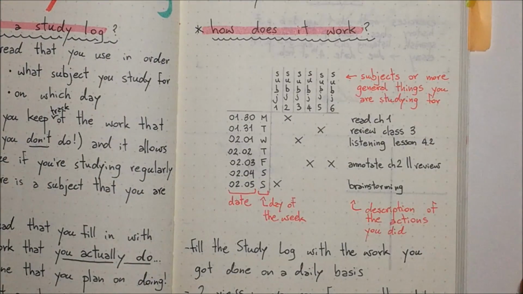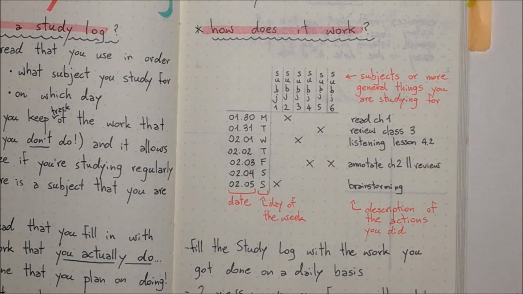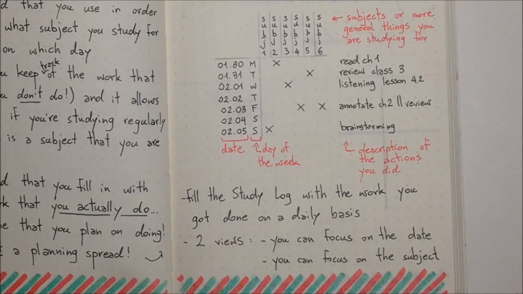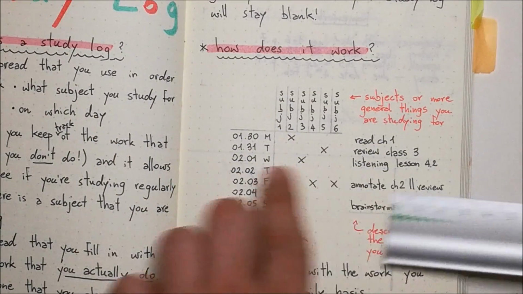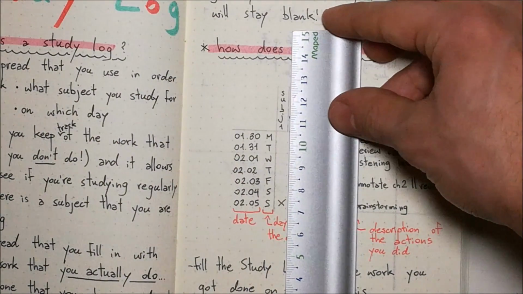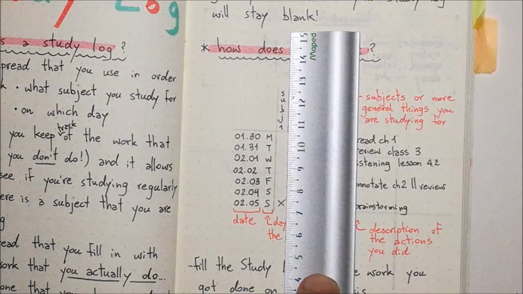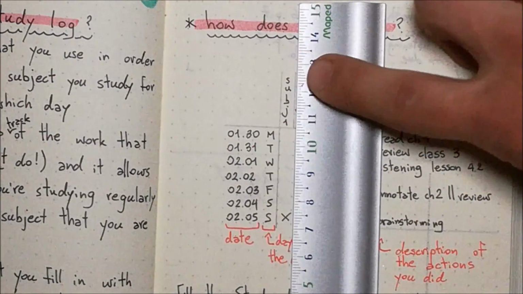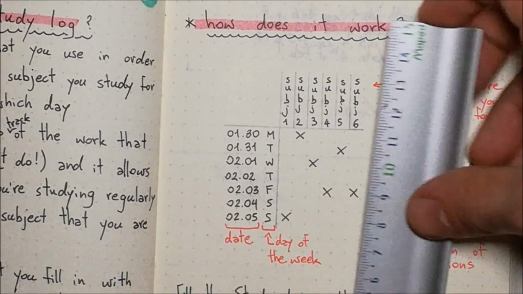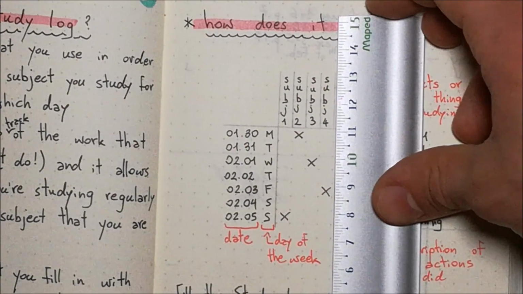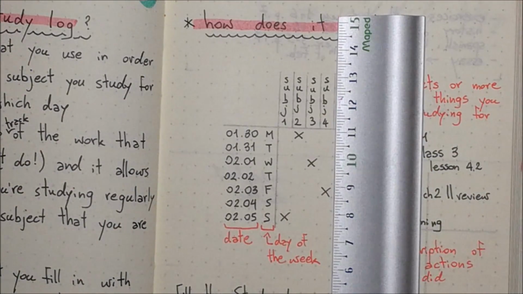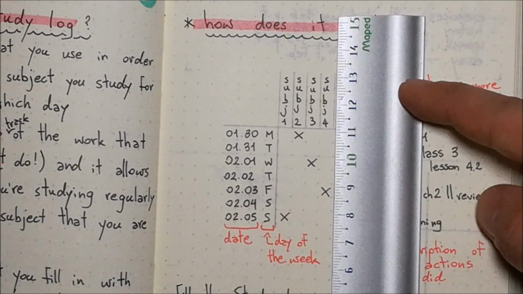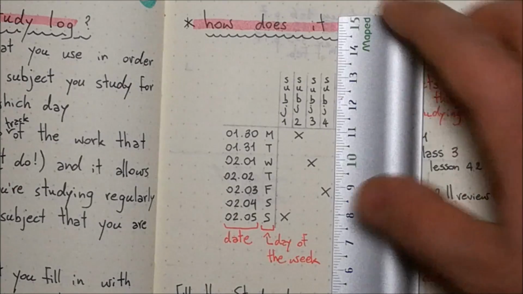This is what I call a date view. However, you can focus on the subject as well. In that case, you don't focus on the lines, but on the columns instead. As you can see here, these are subject 1. We only worked on subject 1 on Sunday, and so on. This can be really important if, for example, you plan on doing a certain thing every 3 days or every 2 days, or if you want to work on a certain subject or skill every single day.